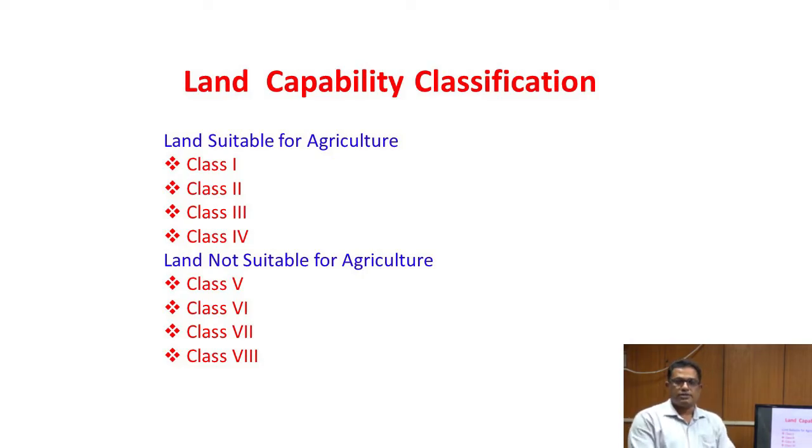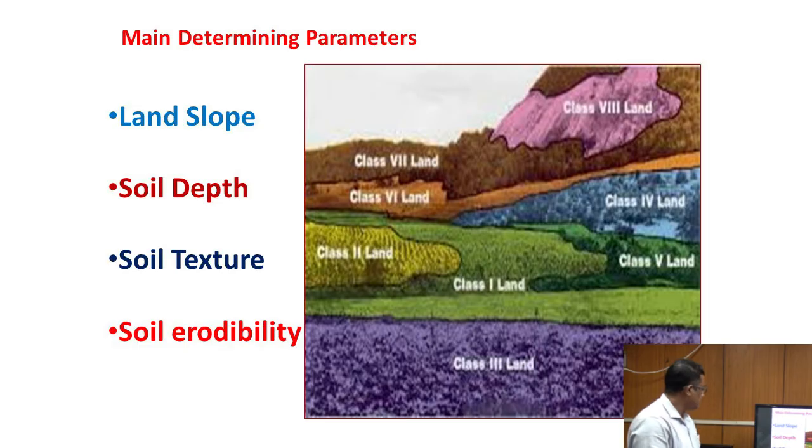In the first main class, there are four subclasses: class 1, class 2, class 3 and class 4. And in the second category, again we have four groups: class 5, class 6, class 7 and class 8. Now the parameters or determining factors which differentiate each piece of land from the other, although there are many, the major ones are: number 1, land slope; number 2, soil texture; number 3, soil depth; and number 4, soil erodibility.